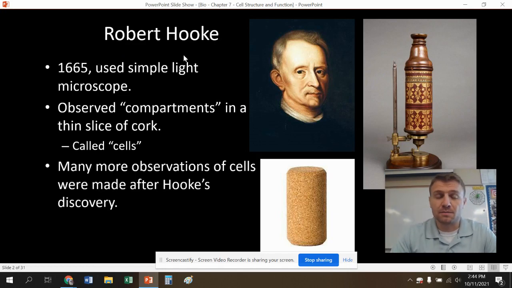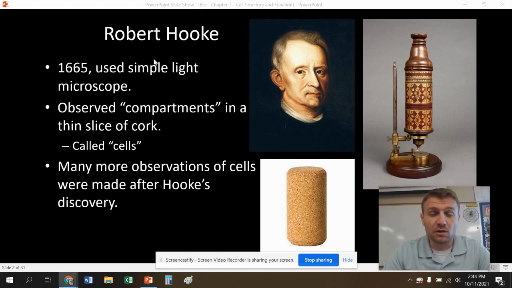Back in the 1600s and before, we really didn't know what things were made of, or what living things were made of, until we started developing light microscopes. They were very simple and not very complex. They weren't as powerful as the ones we have today. Here's the simple light microscope Robert Hooke was using.